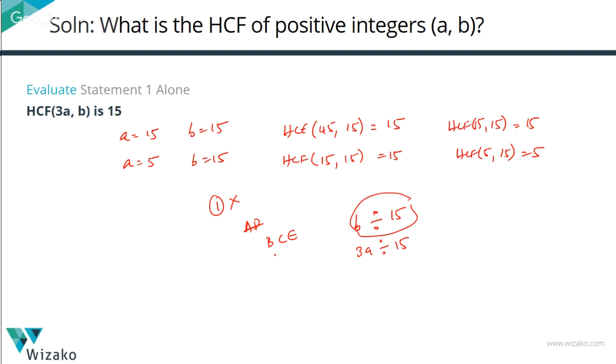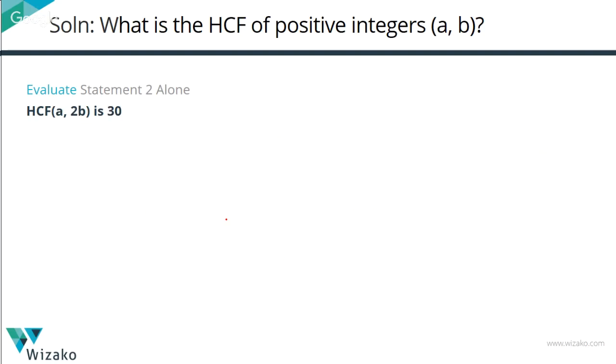What we are down to as answer choices is B, C, or E. Statement 2 tells us that A comma 2B has a HCF of 30. Let me start with a counter example. Let's start with A being equal to 30 and B being equal to 15. HCF of A, which is 30, and 2B, which is also 30, is 30. So the condition holds good. What is the HCF of A and B? HCF of 30 comma 15 is 15.